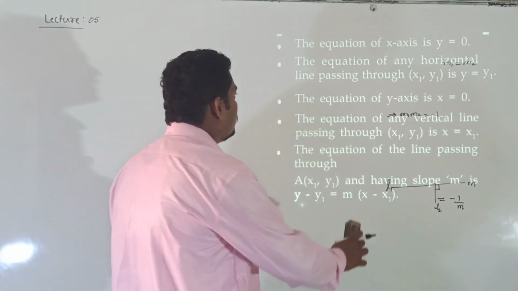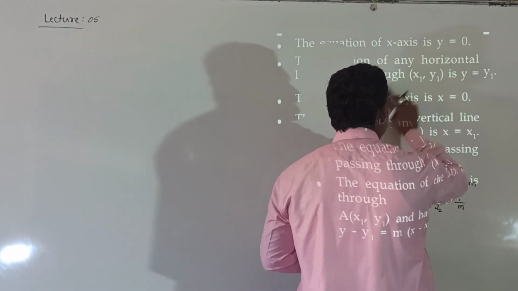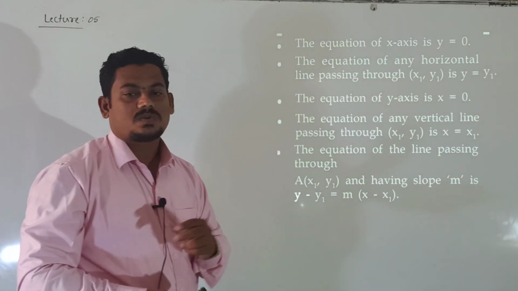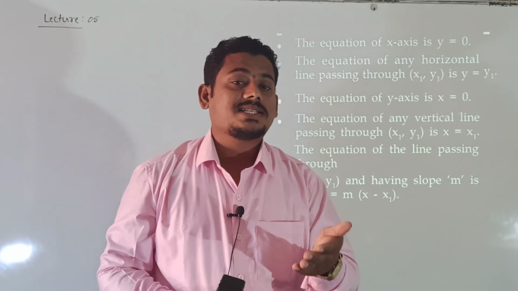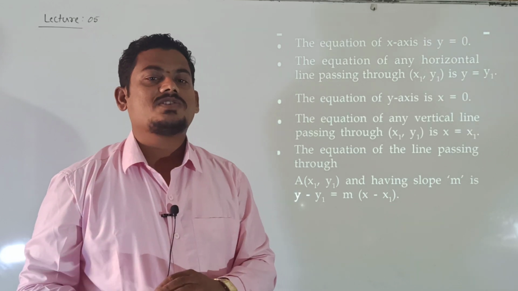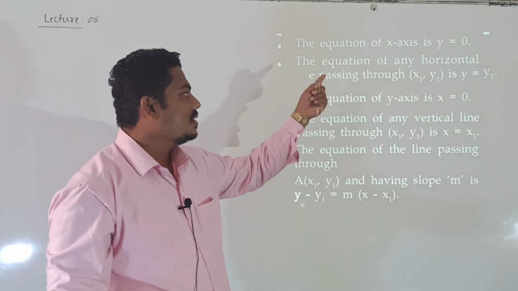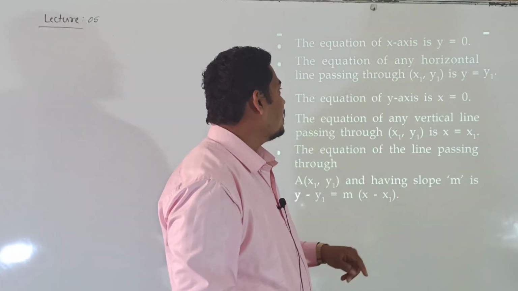Next, already you know the equation of the x-axis. The equation of the x-axis is y equal to 0. On the x-axis clearly the y coordinate is 0, so the equation of the x-axis is y equal to 0.